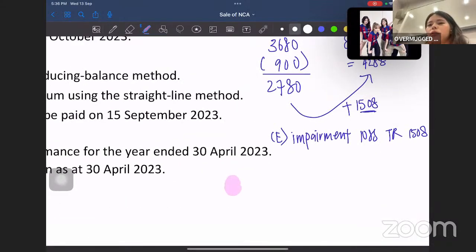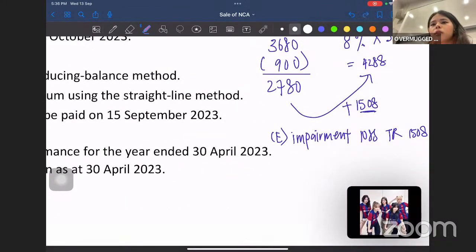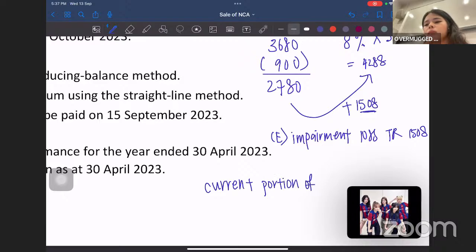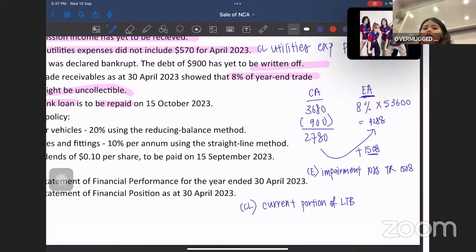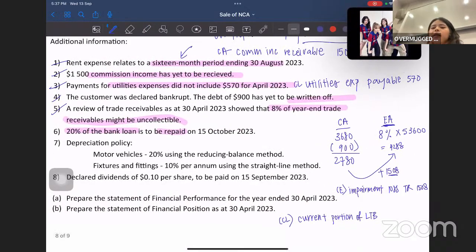So I'll create below. Okay, current portion of long-term borrowing, which is a CL. So essentially what I'm doing here is taking it out from my long-term borrowing and putting it under my CL. If you still recall the definition, NCL is whatever I will take more than 12 months to pay, and CL is what I will take within 12 months to pay, right?